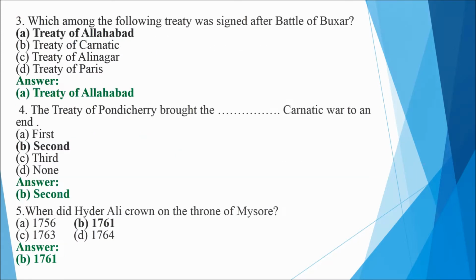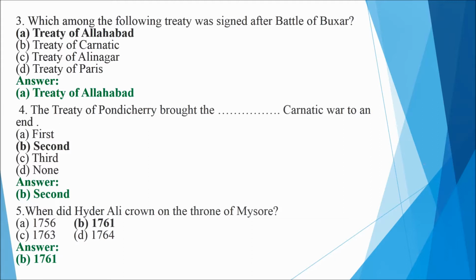1757. Question number 3. Which among the following treaties was signed after the Battle of Buxar? Option A. Treaty of Allahabad. Option B. Treaty of Carnatic. Option C. Treaty of Alinagar. Option D. Treaty of Paris. So the correct answer is option A. Treaty of Allahabad.